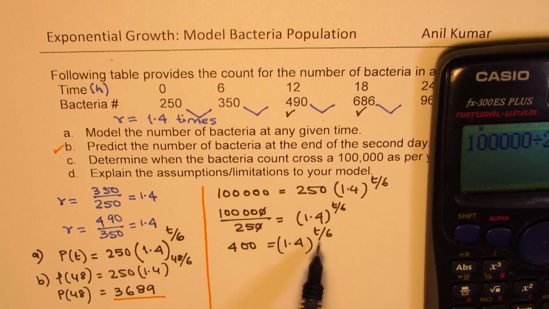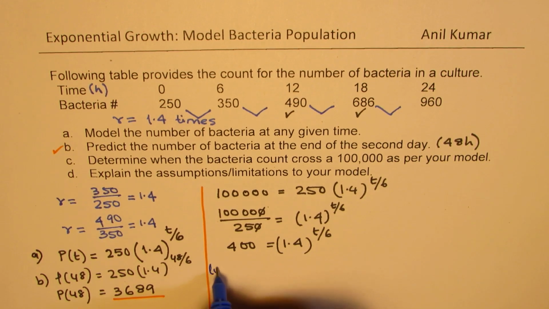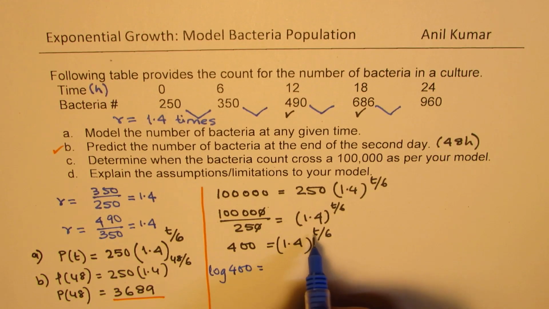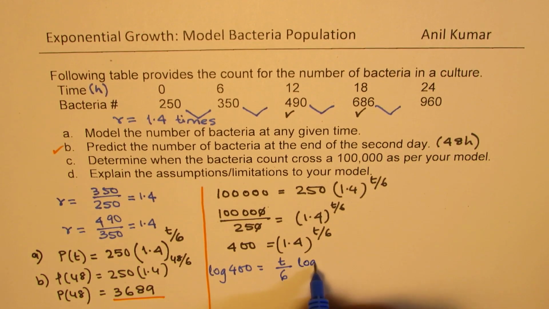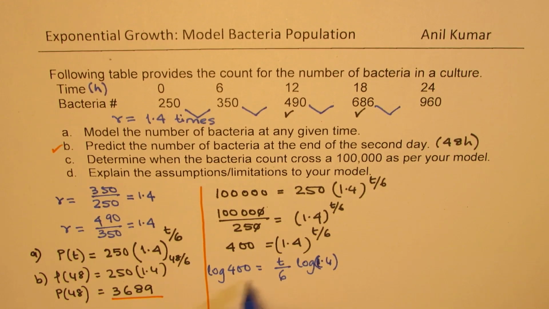Now, how do you get t from this particular equation? That is kind of difficult. You need to use logarithms to find the value of t, or you can just estimate by placing some values of t. So, we'll use logarithms in our case. You take logarithms on both sides, we get log of 400 equals, so when you take log on this, the property of logarithm is that the power is now written as t over 6 log of 1.4, right? And from here we can divide this by log of 1.4 and multiply by 6 to get the answer.